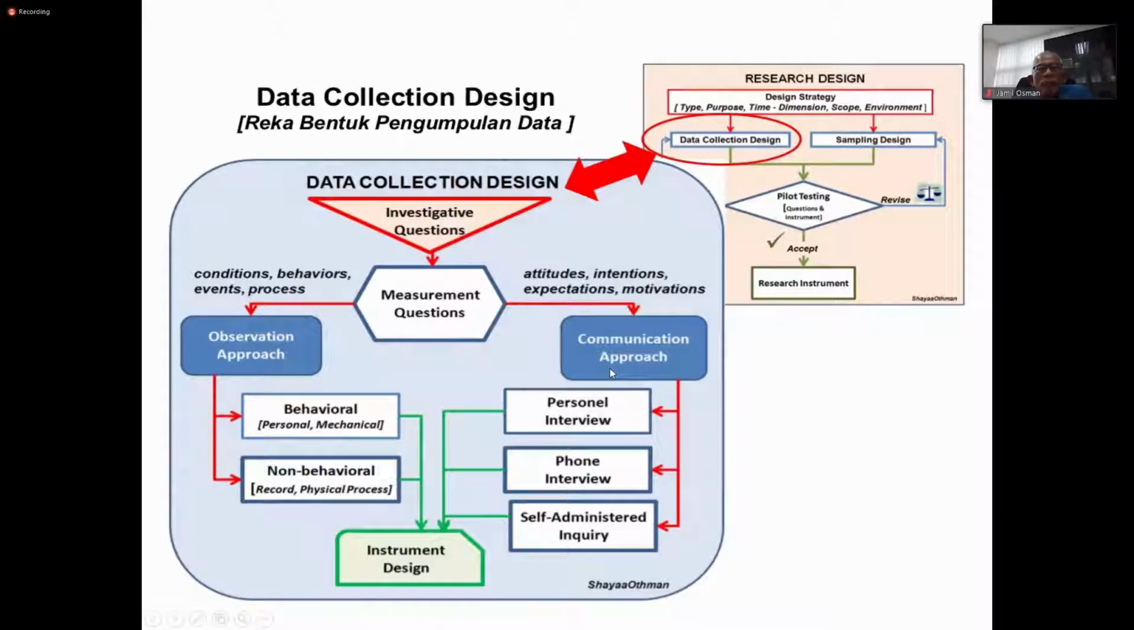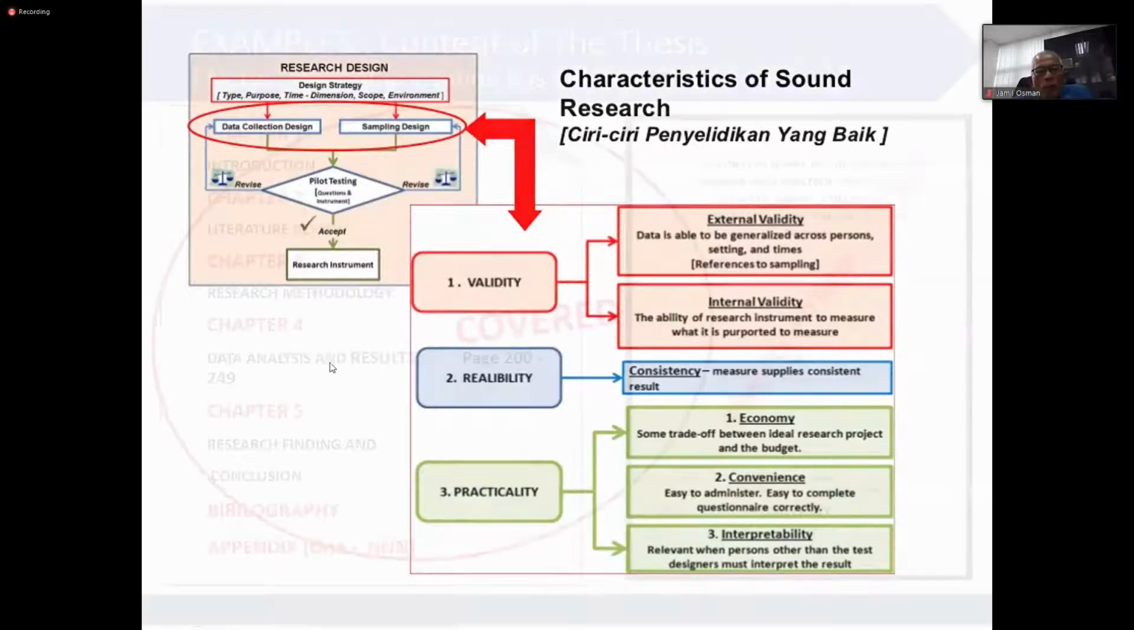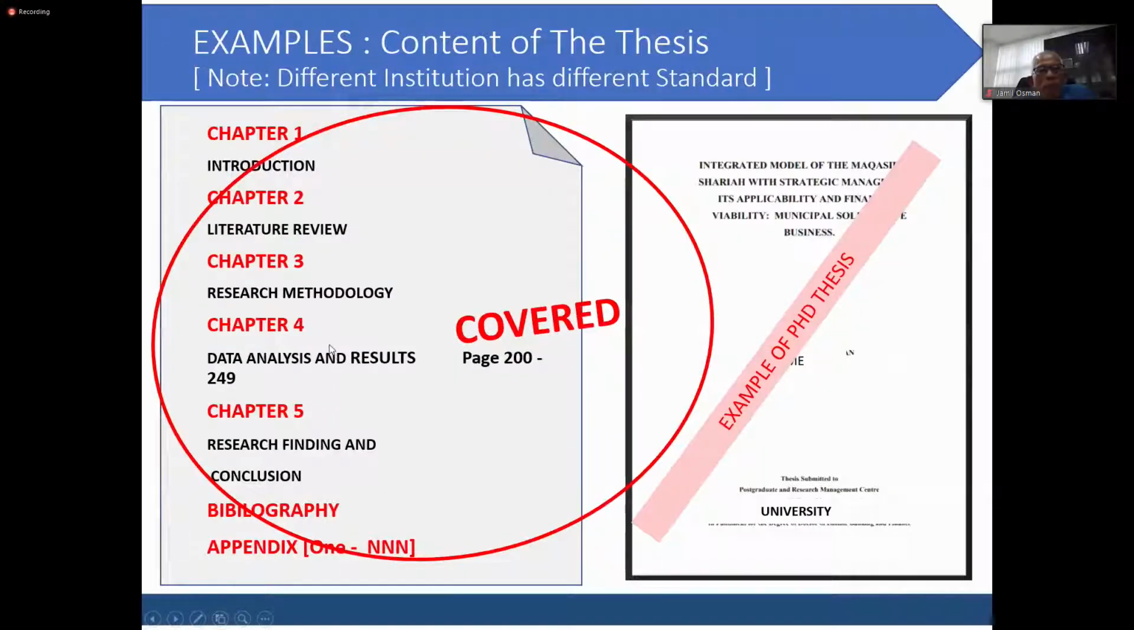Okay, and we also discussed the characteristics of sound research, and Professor Jamil has discussed the validity, reliability, and practicality of research. This is very important. Whatever research we do, it should have validity, reliability, and practicality. And we gave an example of how thesis report writing will be, whether you are doing a PhD or a master's. These are one of the structures recommended or required by a university.